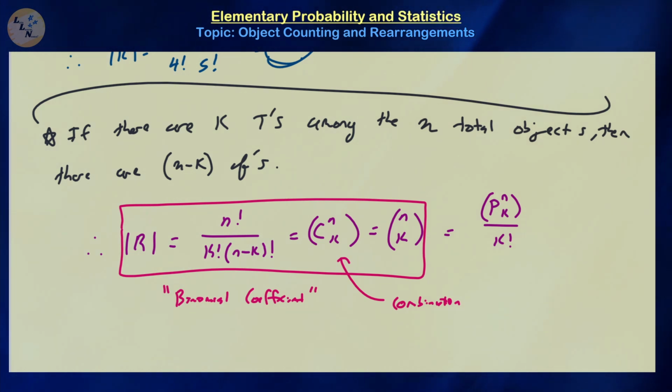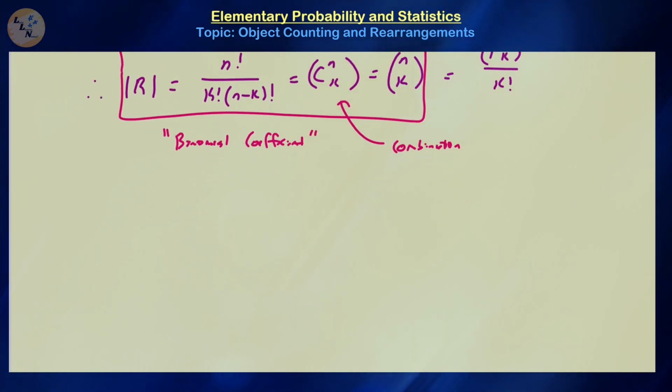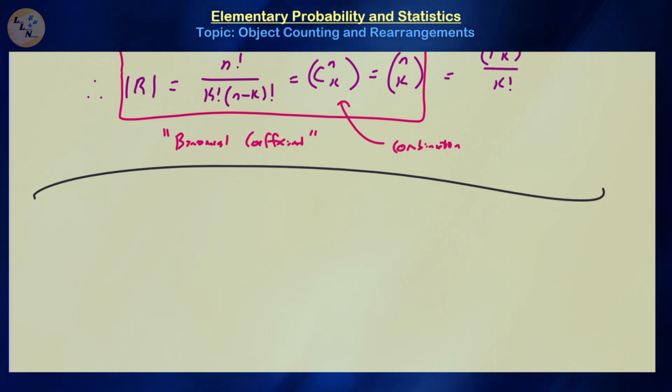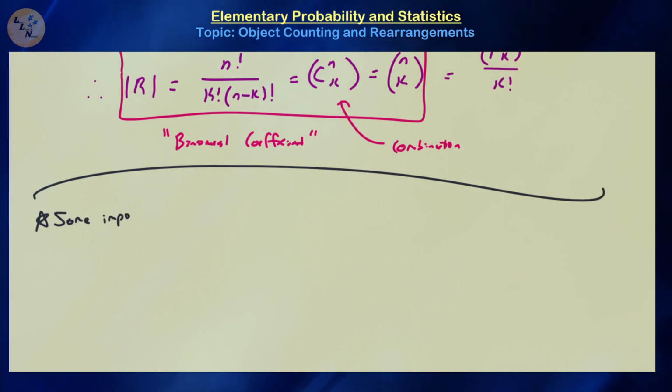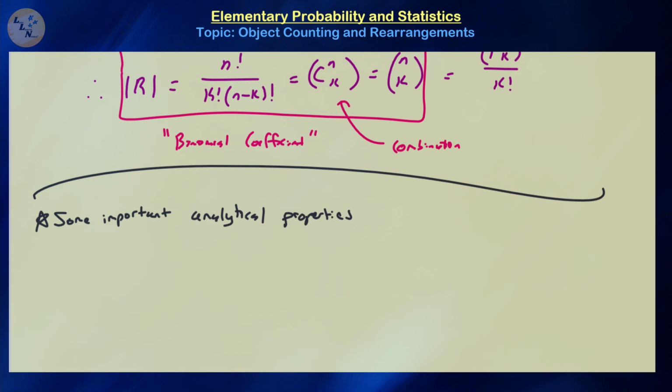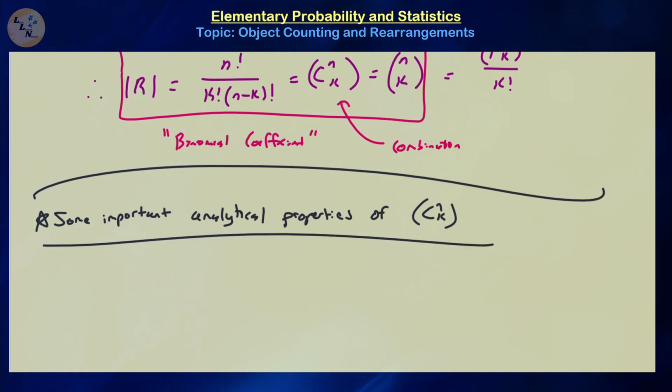So there are some very special properties that we're actually going to take advantage of throughout this course. Let's just name them. We're not going to prove them, but if you're in a theoretical course, I definitely invite you to try to prove some of these. Some important analytical properties of combinations. We have n total objects, we're choosing k of them without replacement.